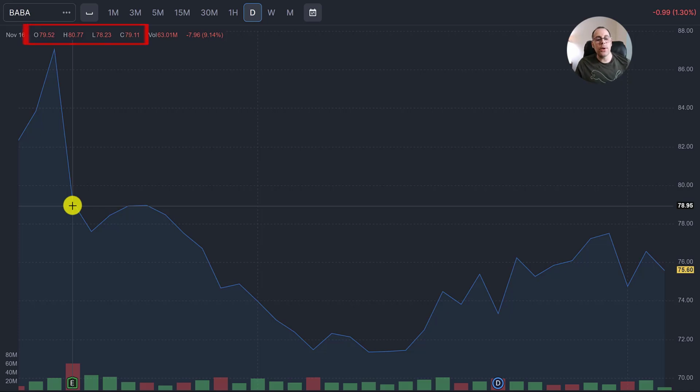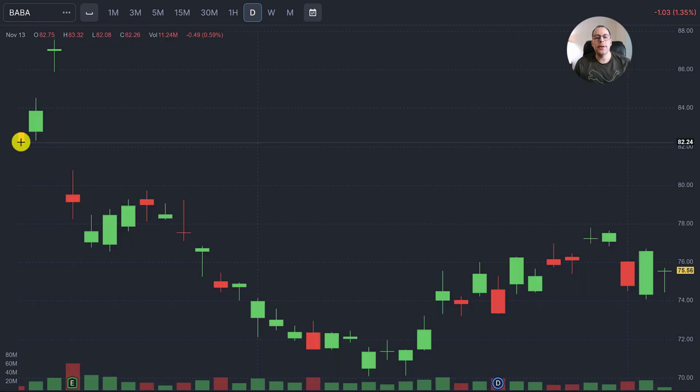You do get a little more info on this website because it does show you the opening. On November 16th, it opened at 79.52. The high was 80.77. The low was 78.23, and it closed at 79.11. But a candlestick chart gives you all this information visually by day. Here's the same range, but in a candlestick chart.